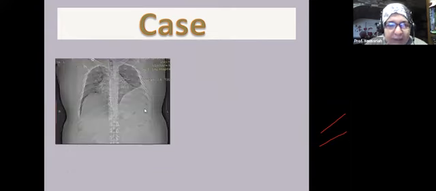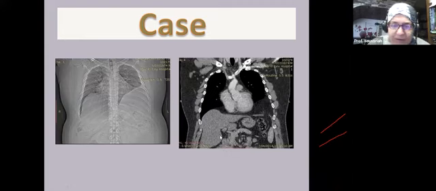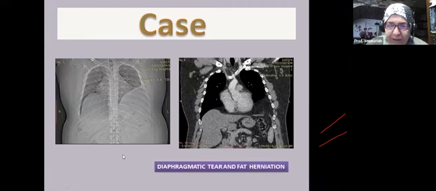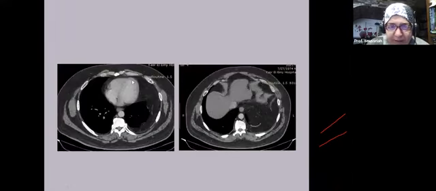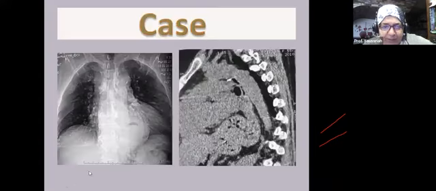Here we can see abnormal configuration of the left copula. In coronal image, we can see a defect of the diaphragm, so clearly seen, with fat extending into the lower and lateral aspect of the left hemithorax. This is a hernia, a tear and a hernia. And again, the same patient, axial images, we see the fat, and we see in the second axial image the defect of the diaphragm clearly seen.